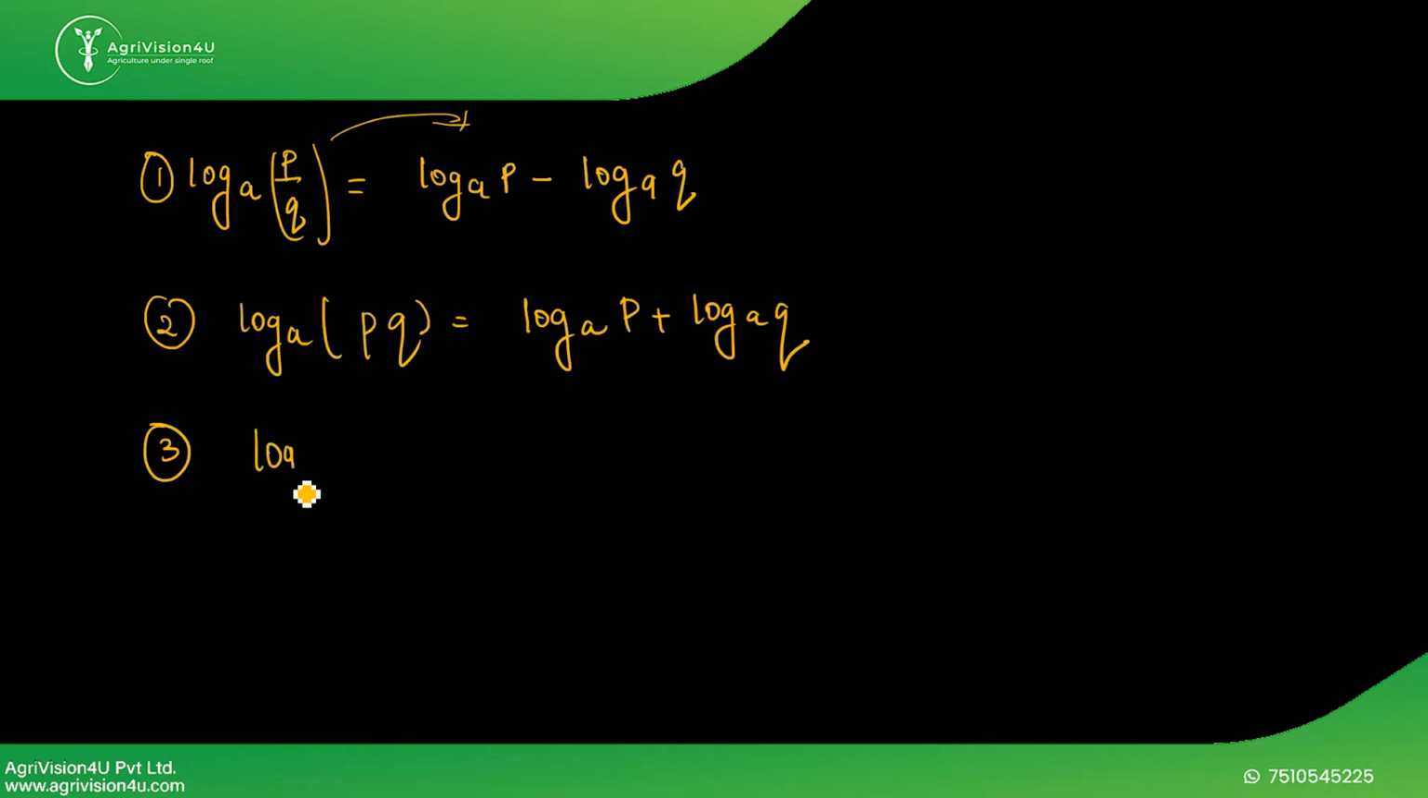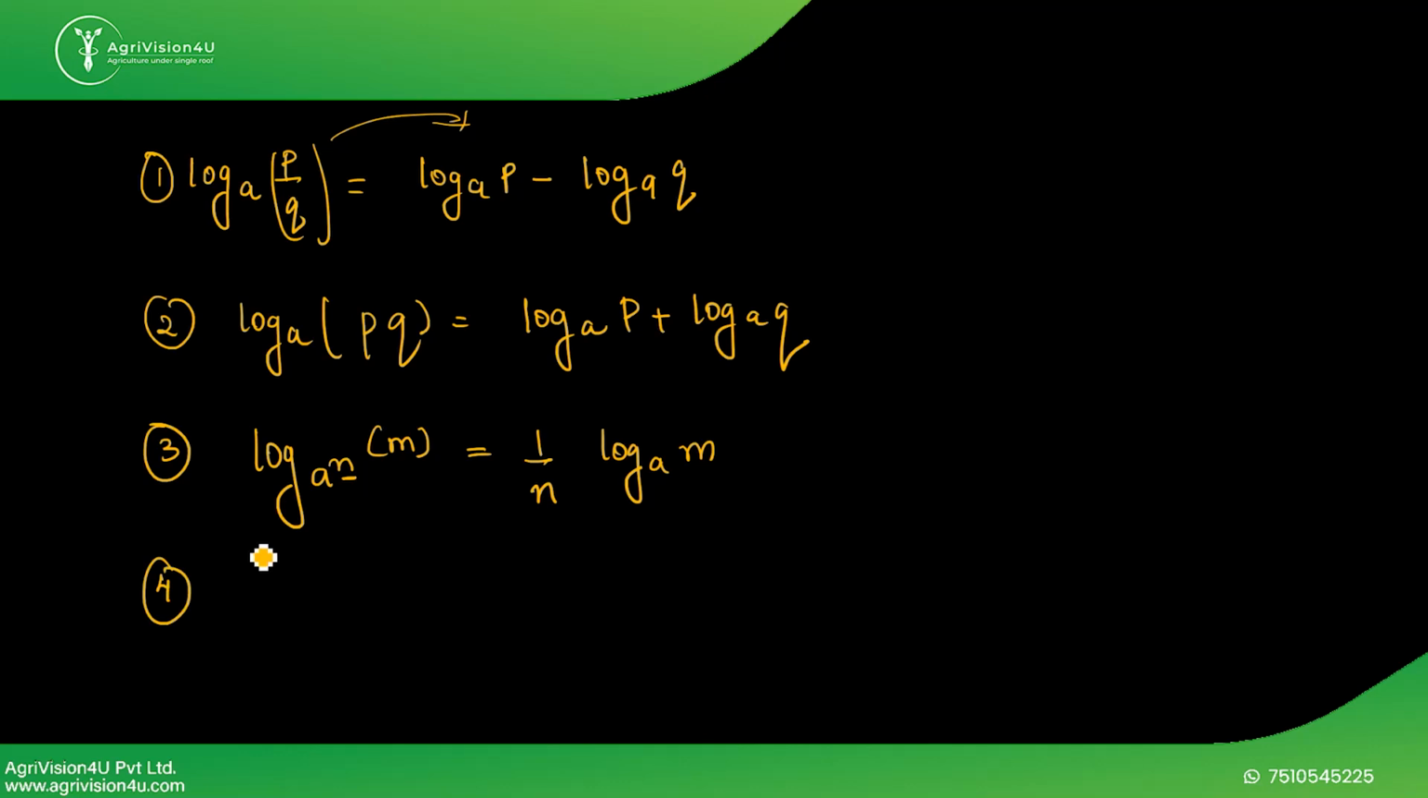But what about this? If I am having any power of a base, for example, log a base n, and there is some particular number. Okay, then how to write it? So to write this, you have to take 1 upon n. This power will be 1 upon n. Okay, log a m. Like this you can write.